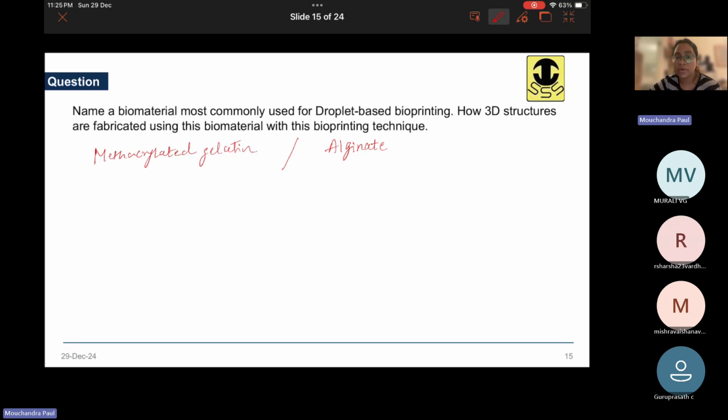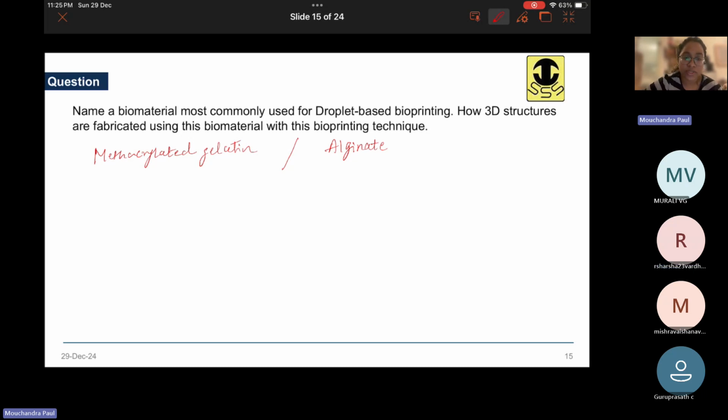If your bio ink consists of methylated gelatin, I think we'll follow the same, but the hardening part will differ. We have to use an alternate method based on the material we are taking. So the cross-linking method that you will use is basically light.